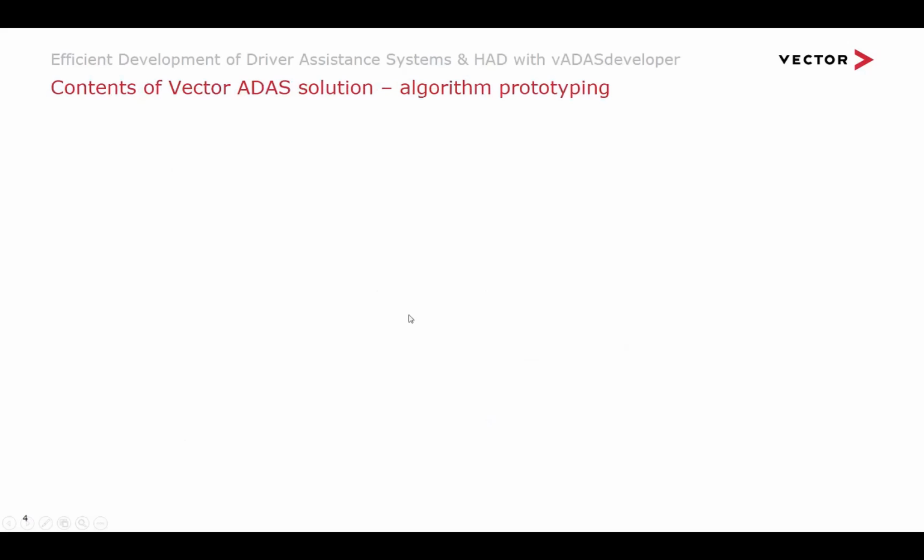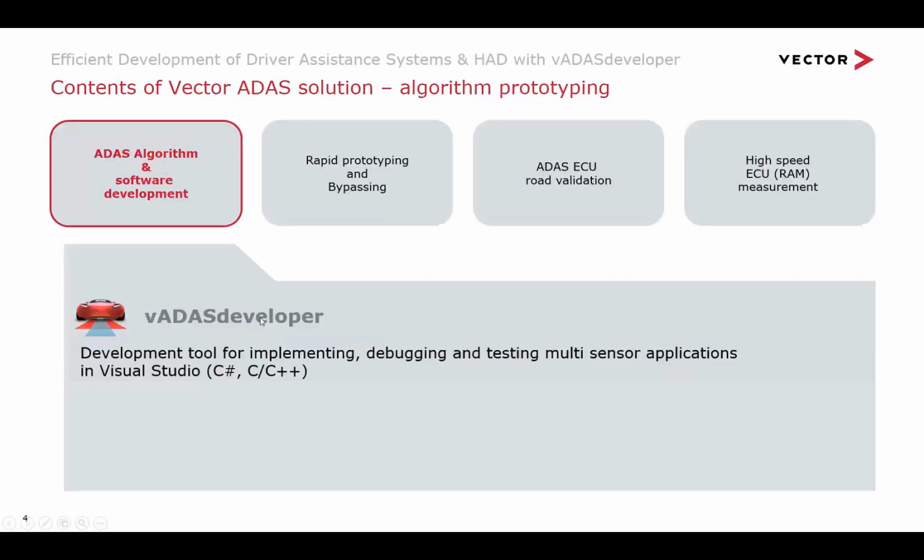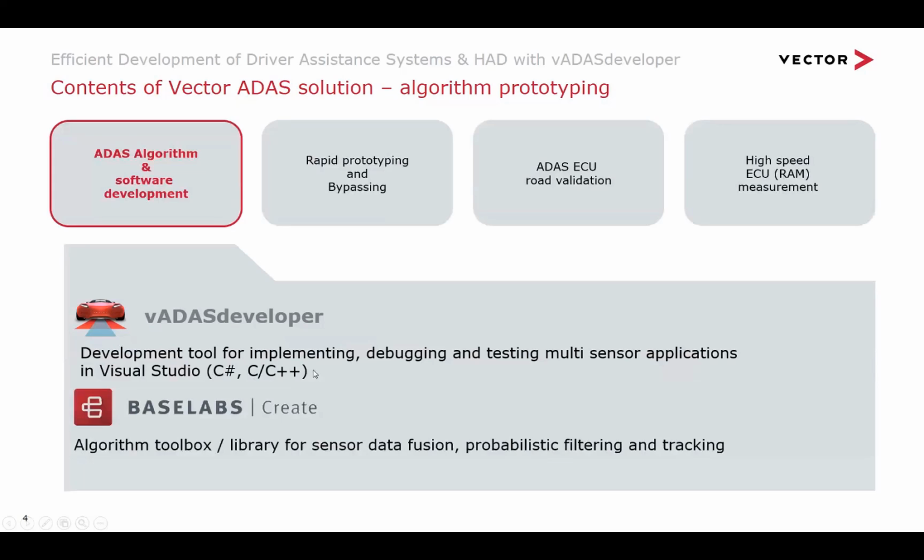Okay, so what are the contents of Vector's ADAS solution with respect to algorithm prototyping? So we have a tool, vADASdeveloper, and it's the development tool for implementing, debugging, and testing multi-sensor applications in Visual Studio. And it says in C# and C and C++. So let's say the core language in vADASdeveloper is typically .NET, C#, but of course you can also use C and C++ libraries and use them inside your code as a computation engine. And here you can use pretty much every C++ library that is available.